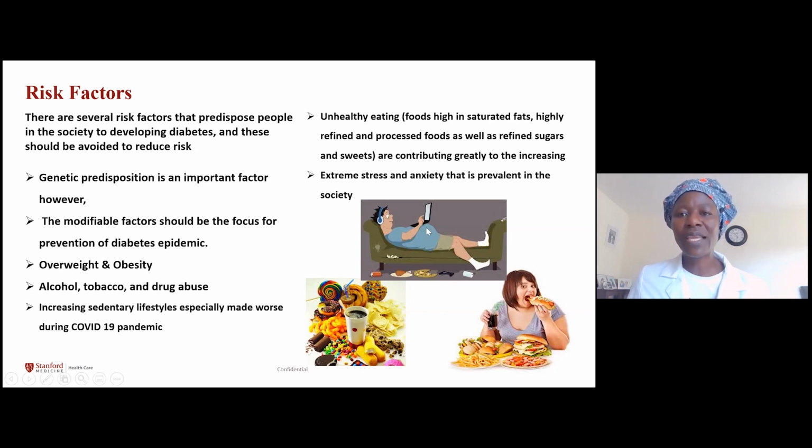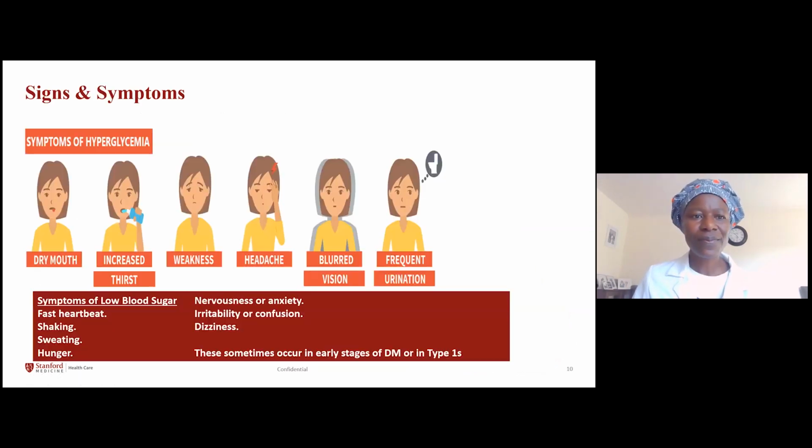And unhealthy eating, which includes foods high in saturated fats, highly refined and processed foods, as well as refined sugars and sweets, are contributing greatly to the increasing incidence and prevalence of diabetes. Extreme stress and anxiety that is also prevalent in the society is an important risk factor.